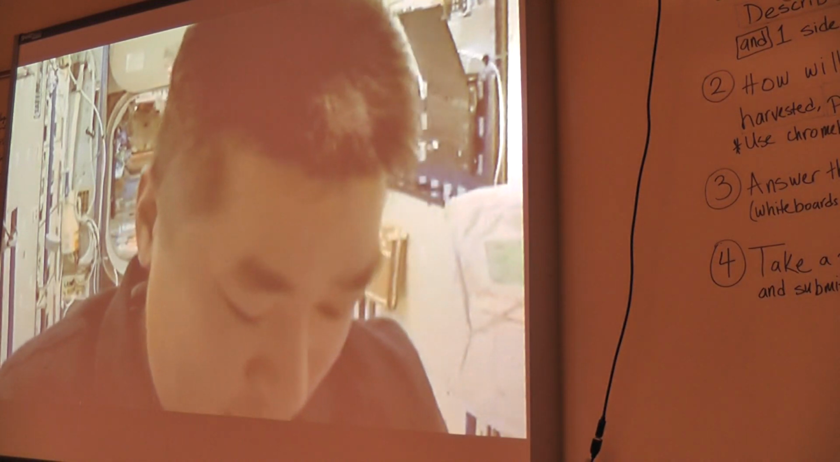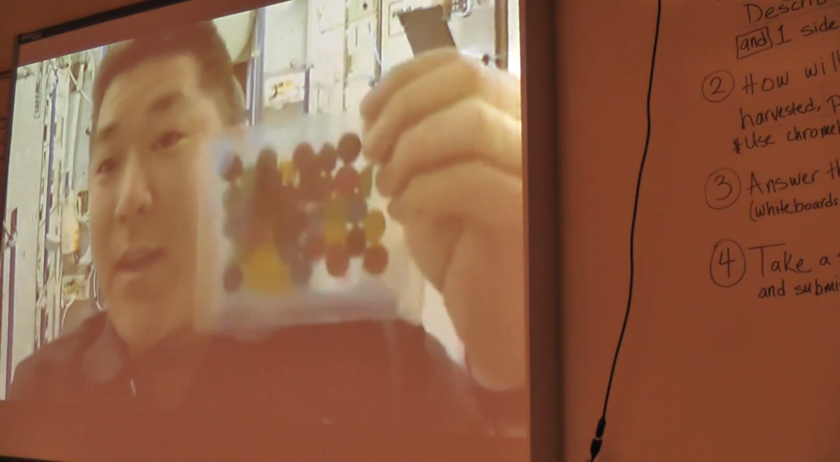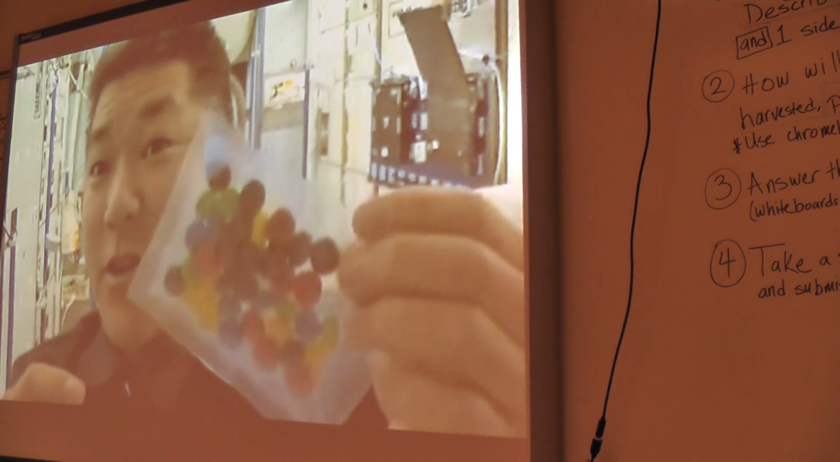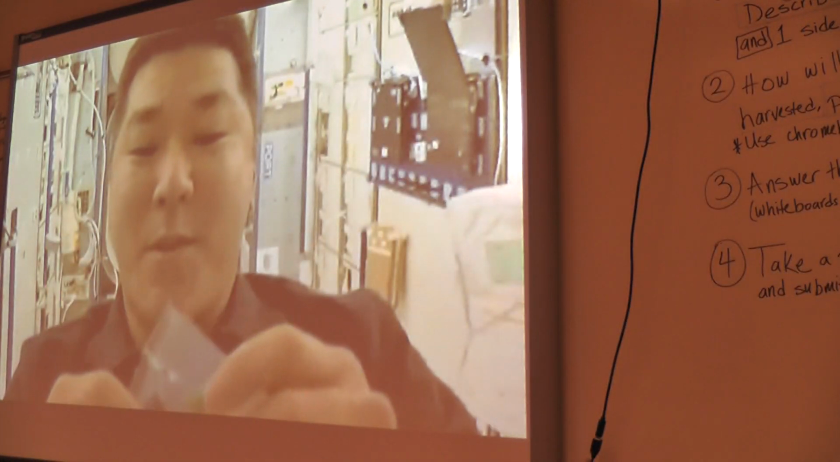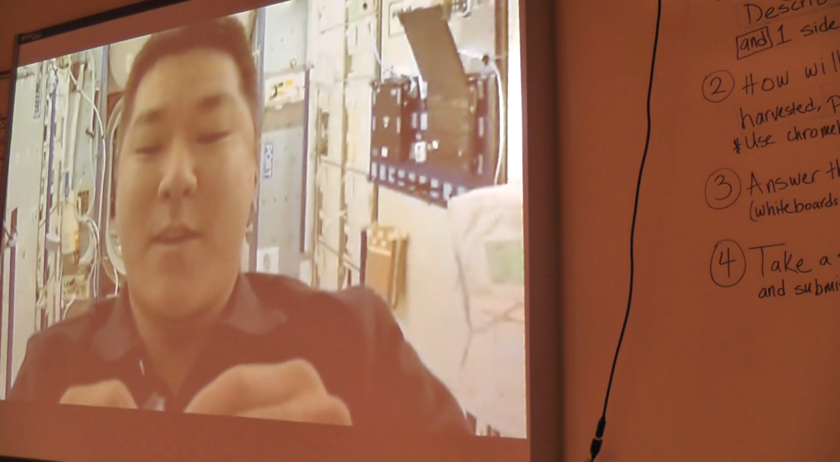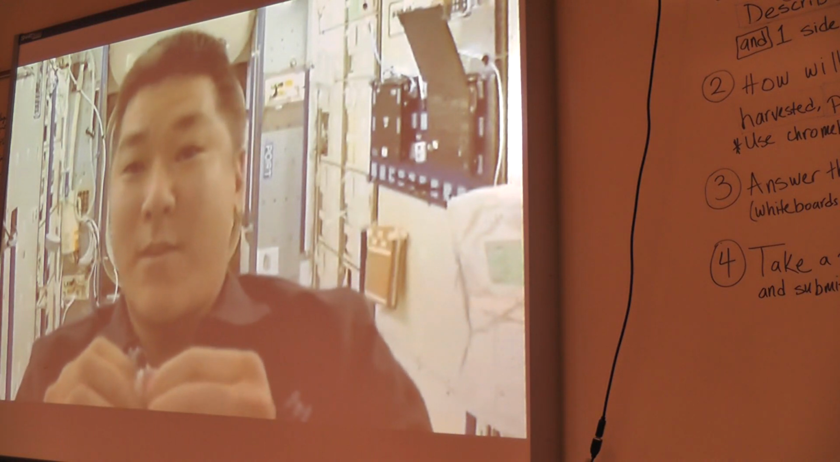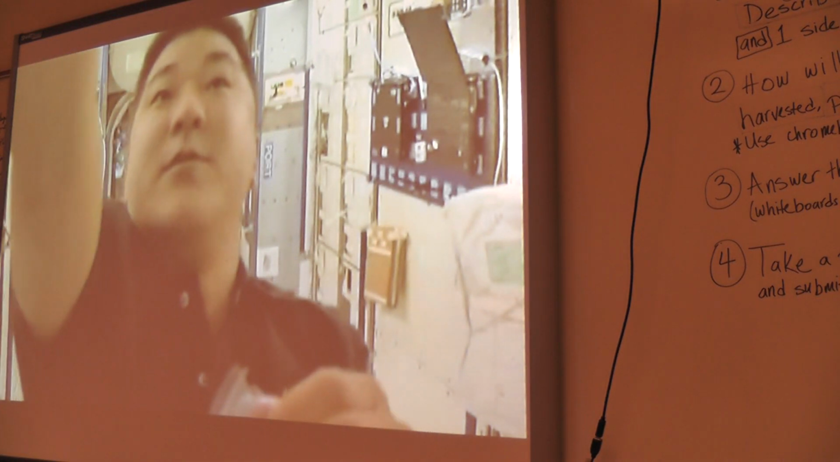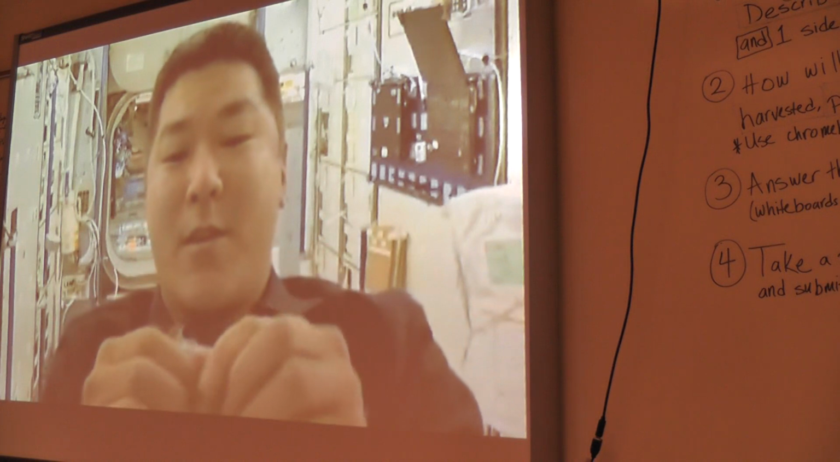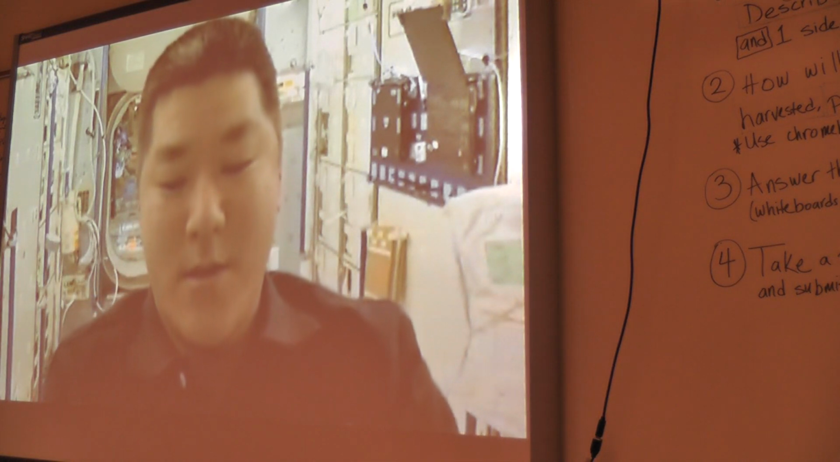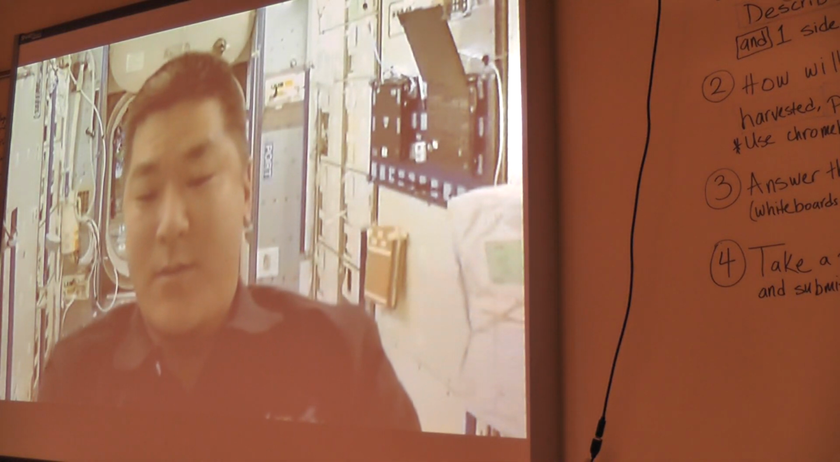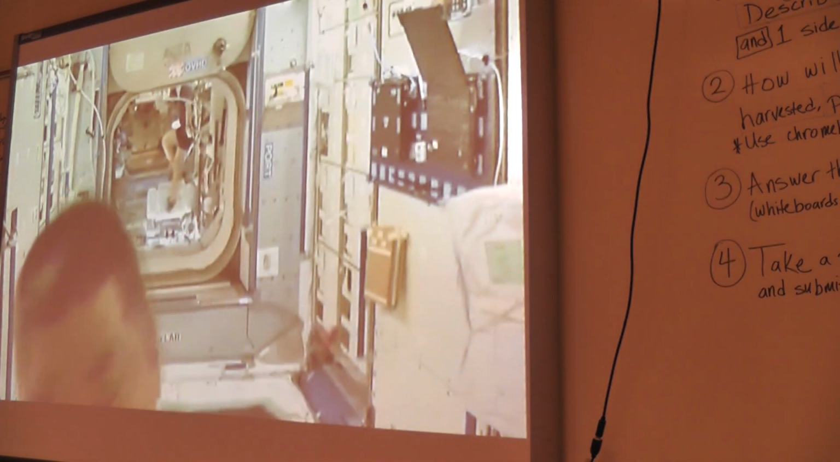I have a bag of candy-coated chocolates, one of our favorite things up here. So let me take one or two of these out. Uh-oh. Wait for me. Move it out here. Okay. All right.